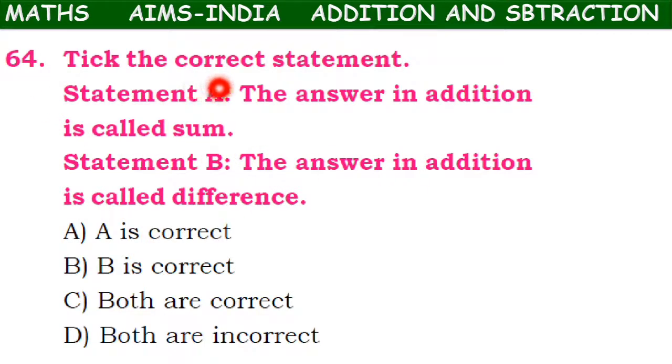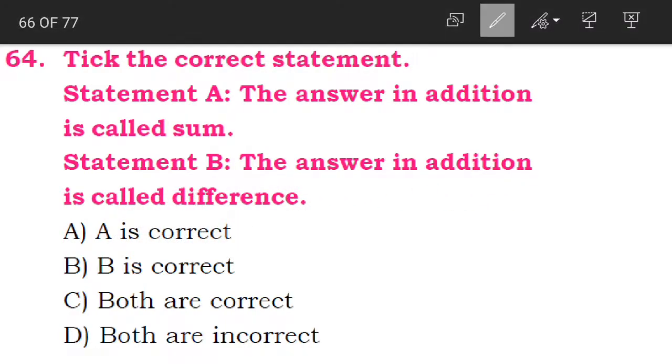Coming to question number 64. Tick the correct statement. Statement A: the answer in addition is called sum. Statement B: the answer in addition is called difference. Now which is the correct one, children? A, right? The answer in addition is called sum. The answer in subtraction is called difference.